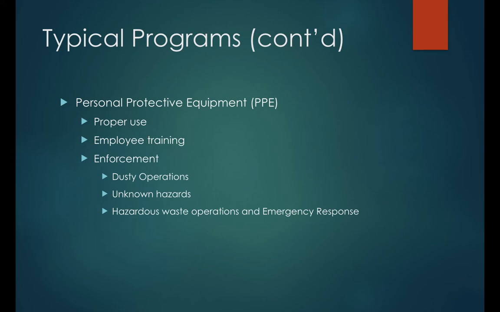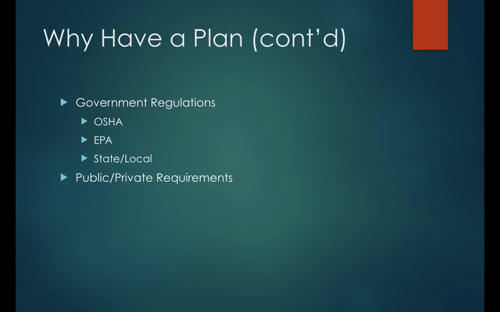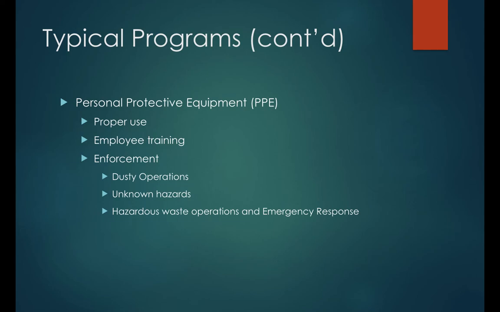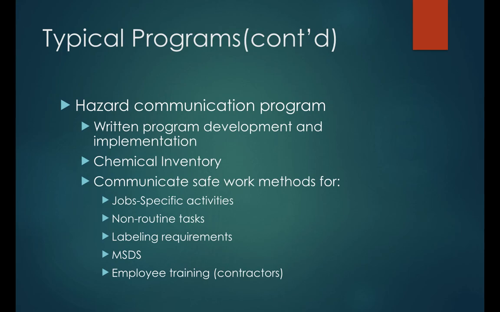Continuing with typical programs, we have the proper PPE, the proper use of PPE, the employee training, the enforcement, unknown hazards, hazardous waste operation, and emergency response. So hazard communication program, written program development and implementation, chemical inventory, communicates safe work methods for job-specific activities, non-routine tasks, labeling requirements, MSDS sheets, and employee training contractors.